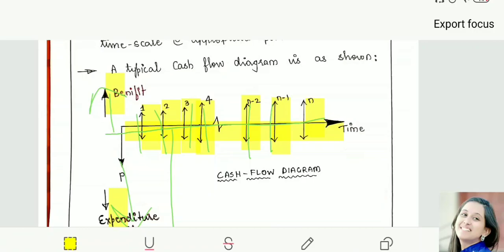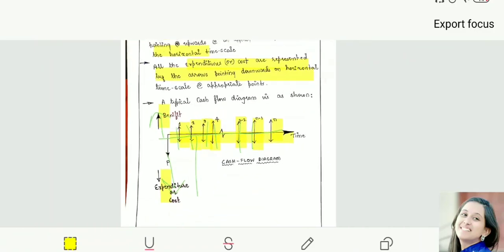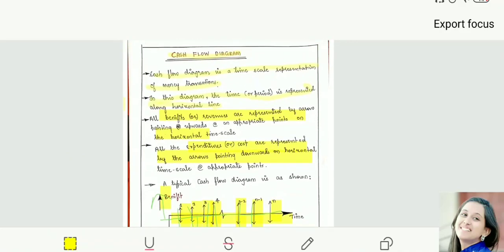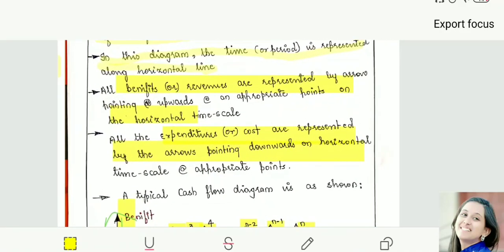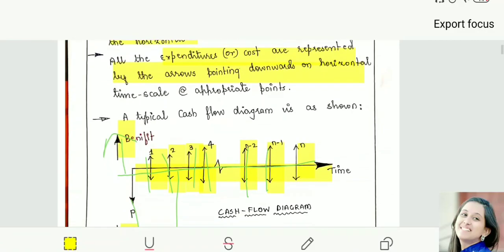So when this particular concept is asked in the exam, you have to first write the definition, then draw this typical cash flow diagram. Then you need to explain what you mean by benefit, what you mean by expenditure, how it is indicated on the time scale, at which particular period. Each and every term you need to explain in detail.